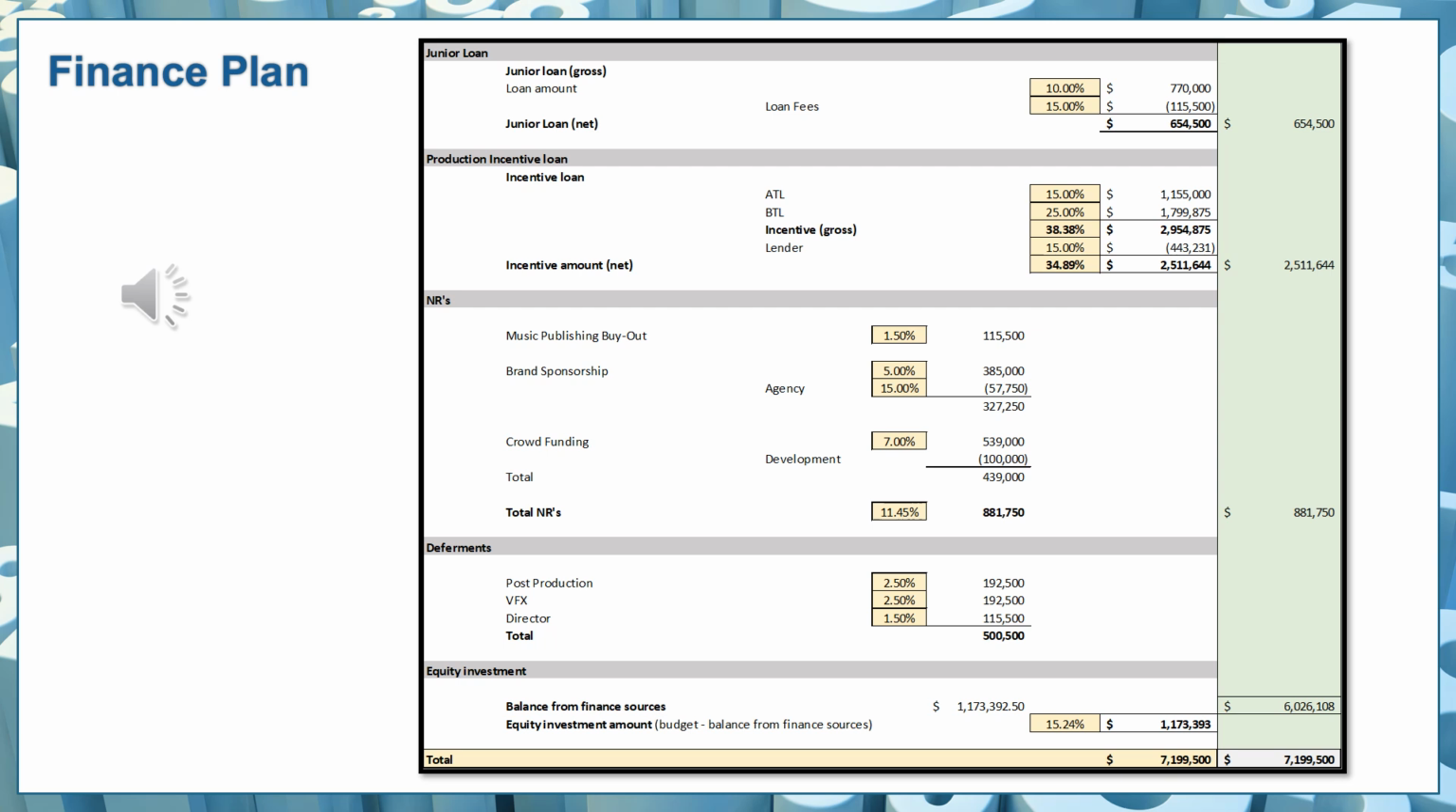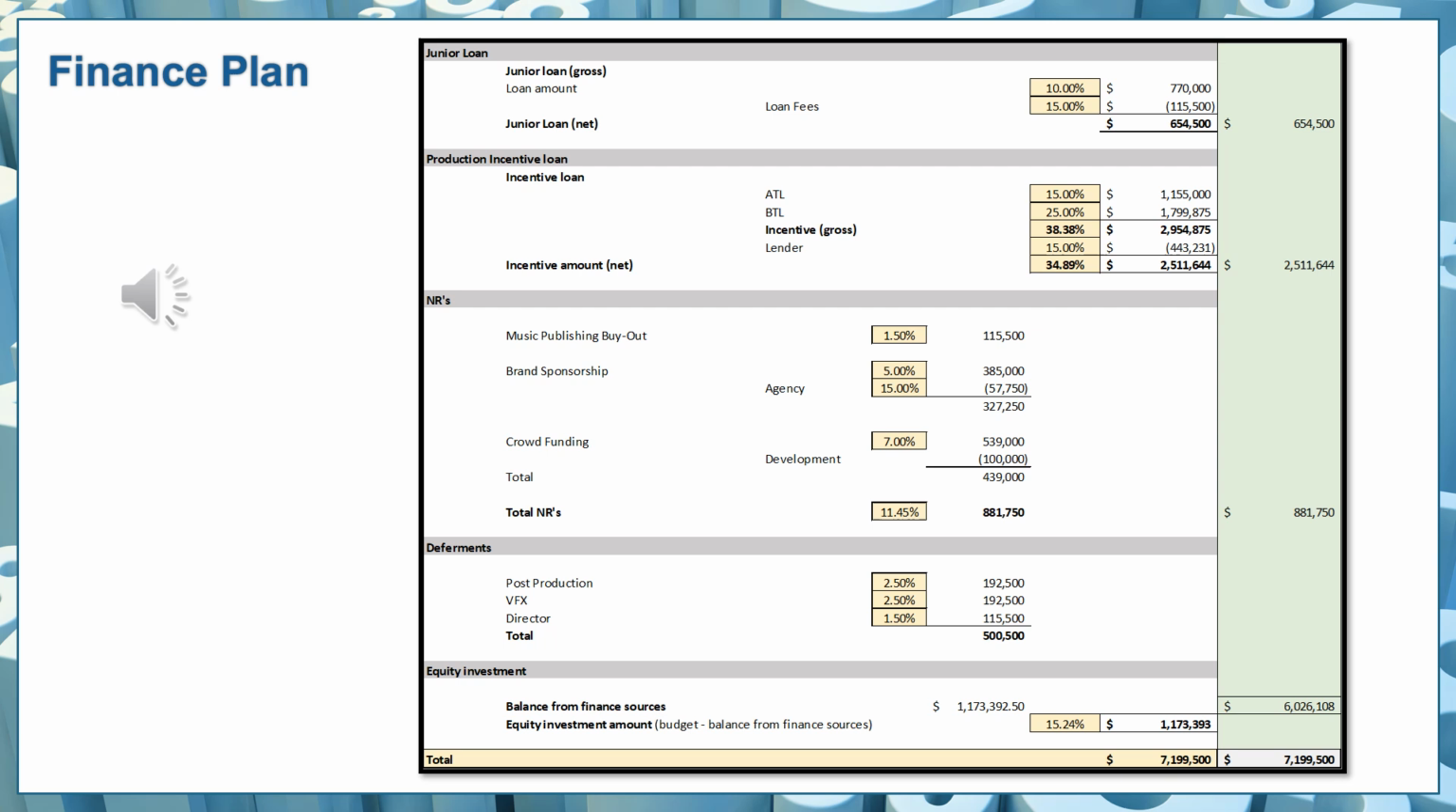We have some non-recoverable finance sources comprised of a music publishing buyout, brand sponsorship, crowdfunding, and the music publishing buyout is 1.5% of the budget, $115,500. The brand sponsorship is 5% of the budget, $385,000. The ad agency charges 15% of that, $57,750, leaving us with $327,250.